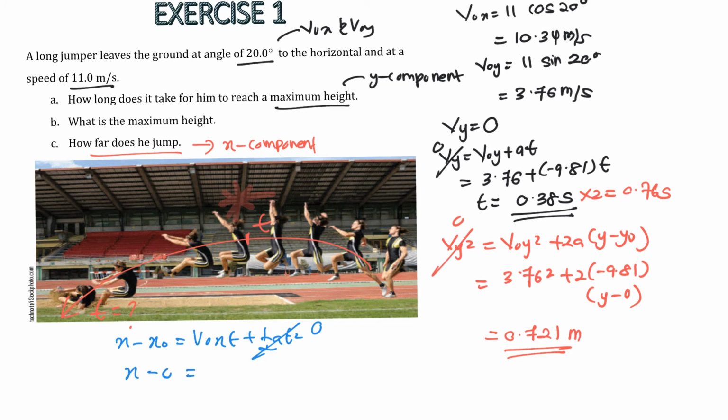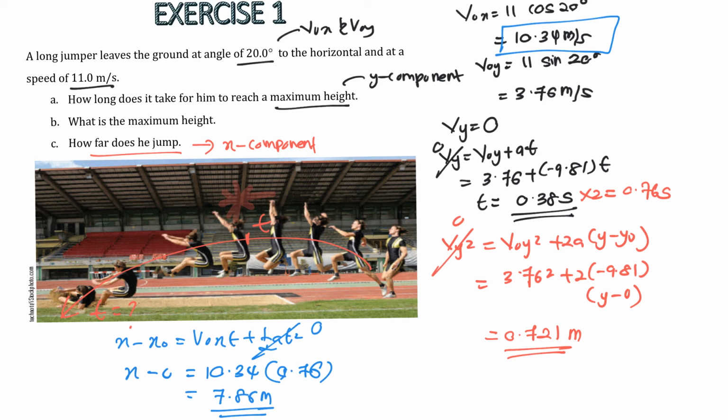Okay, and then s minus 0. So v naught x is 10.34, which you get from here, and t is 0.76. So 10.34 multiplied by 0.76, you are going to get 7.86 meter. Yes, as easy as that.